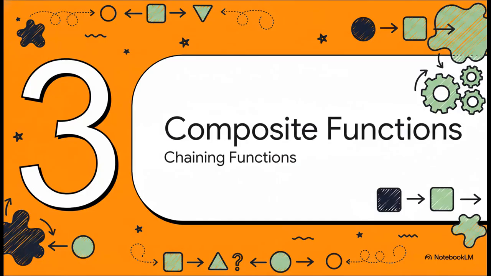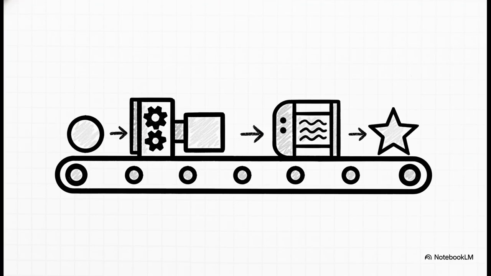Okay, so we know what they are, we know how to spot them, but what happens when we start linking functions together, like dominoes? This is where things get really interesting and really powerful. Chaining functions together lets us model processes that happen in multiple steps. It's kind of like an assembly line, right? The output from one station becomes the input for the very next one.